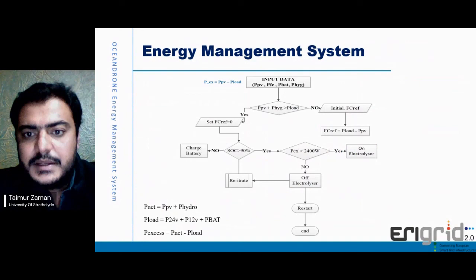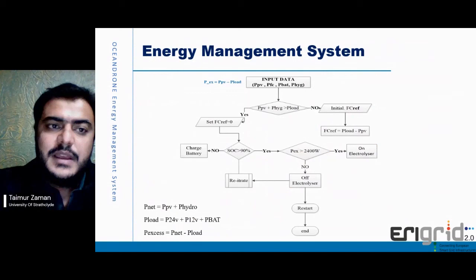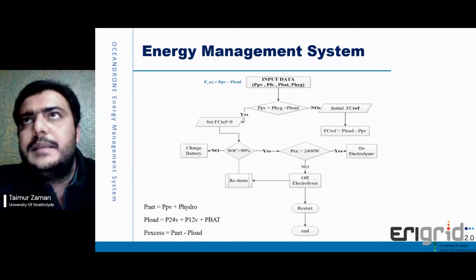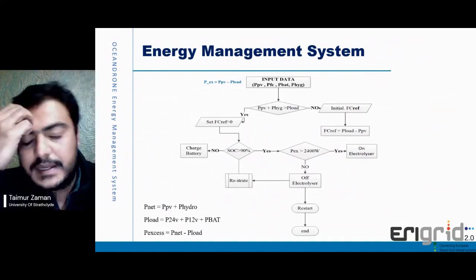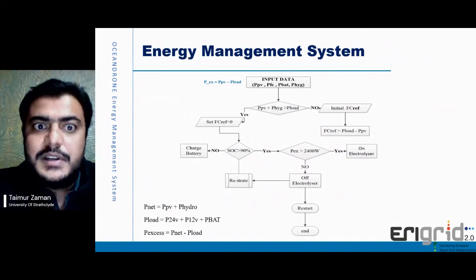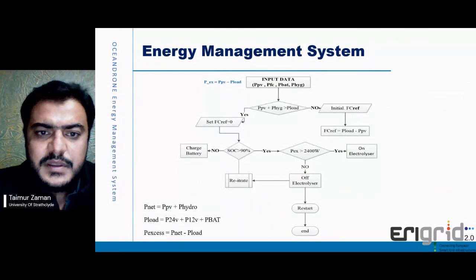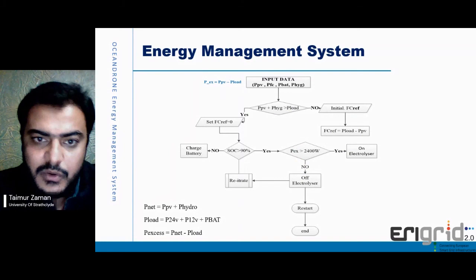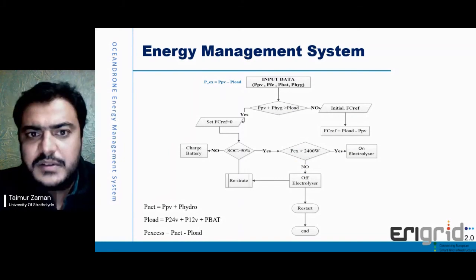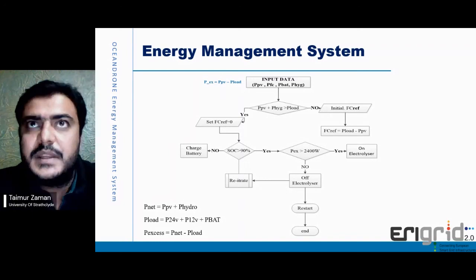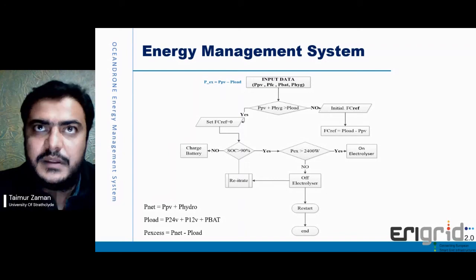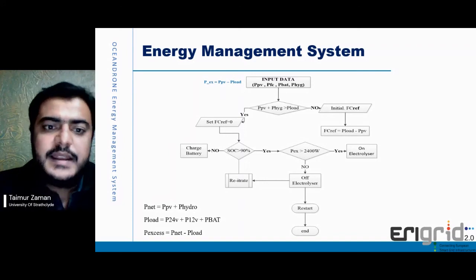If we go to the next slide, a very simple and less computationally intensive energy management system based architecture was defined to reduce the cost and the computational burden of the system, and to increase redundancy. PNet is the power from the PV plus hydro. If it is more than the overall load of the vessel, which is the 24, 12 volt, I mean the three-phase voltage, and the battery itself, then we set the reference of the fuel cells to 0, so the fuel cells do not contribute to the overall power supply, and we charge our batteries.